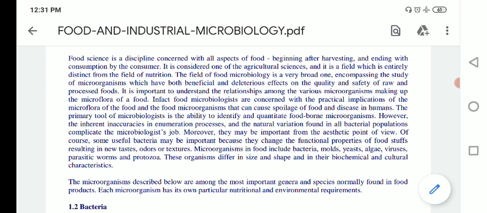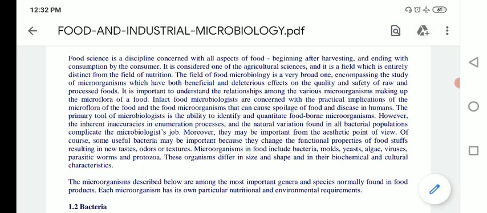and safety of raw as well as processed food. So microorganisms affect the food, both raw as well as processed. It is important to understand the relationship among the various microorganisms making up the microflora of food. We should know which types of microorganisms are commonly present in food and their role in spoilage of food as well as other activities they carry out in food.